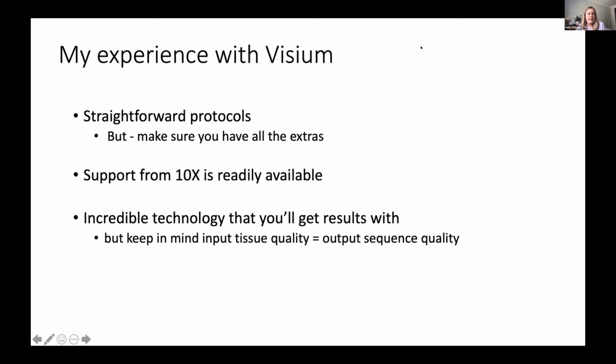So lastly, my experience with Visium, I just wanted to put this in here to encourage you that it looks complicated, but it's actually a really straightforward protocol, and I've really enjoyed working through it. I had no experience cryosectioning or anything. Maybe you could tell from my sections, I don't know. But I think overall it worked out pretty well, and I was really happy with the results.